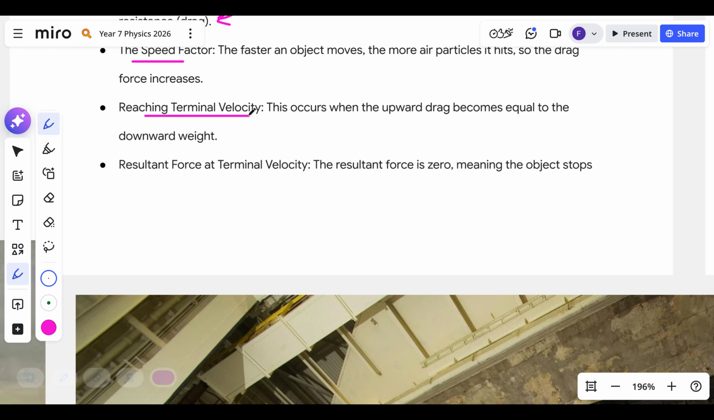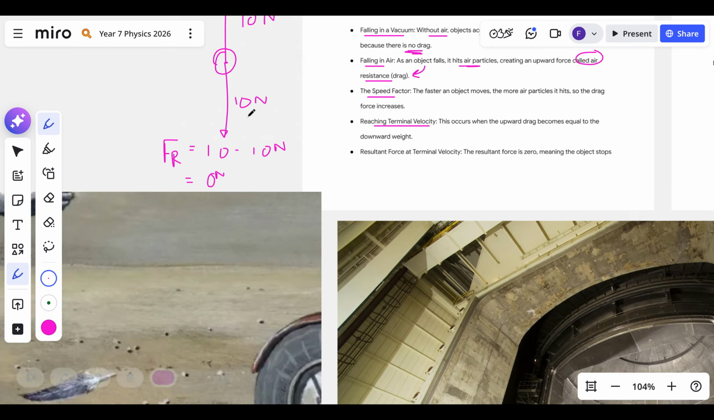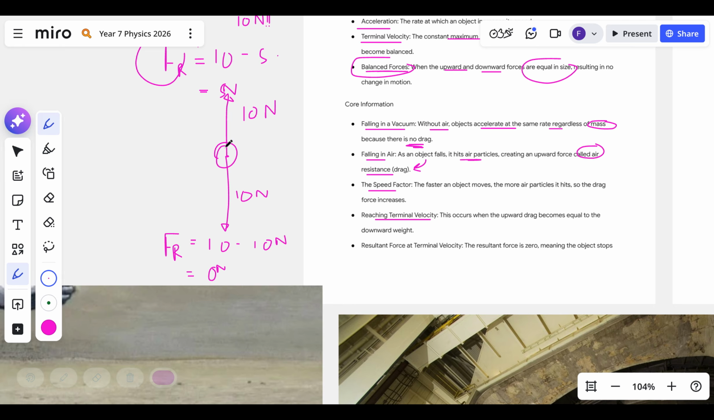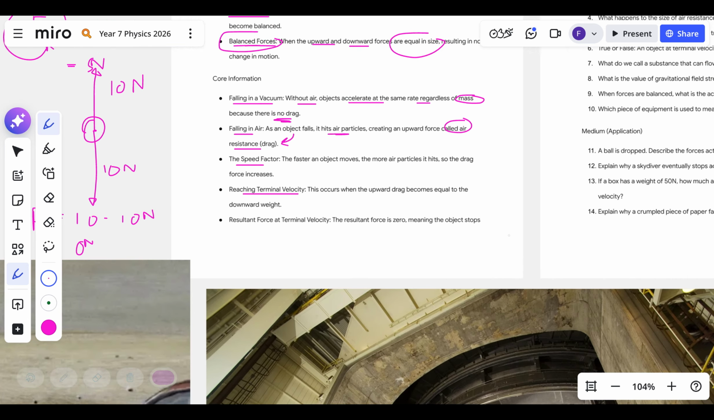Now, reaching terminal velocity. This happens in this diagram I've drawn: if something is dropping and its weight is 10 newtons, and air resistance is 10 newtons, that's it. It's reached its maximum velocity. That's what we call terminal velocity. Now, resultant force has to be 0 newtons if you've reached terminal velocity. If you have a resultant force, you are changing speed. In this case, you are getting faster.